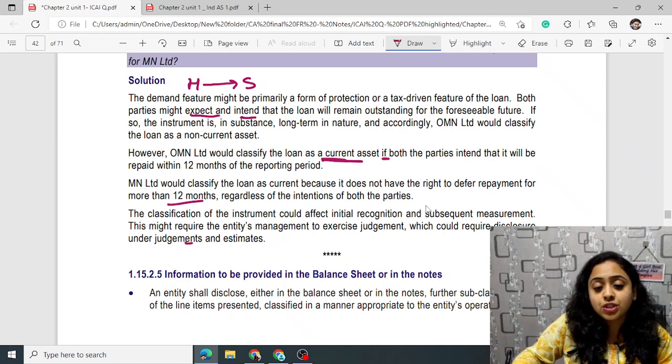The classification of the instrument could affect initial recognition and subsequent measurement. This might require the entity's management to exercise judgment.